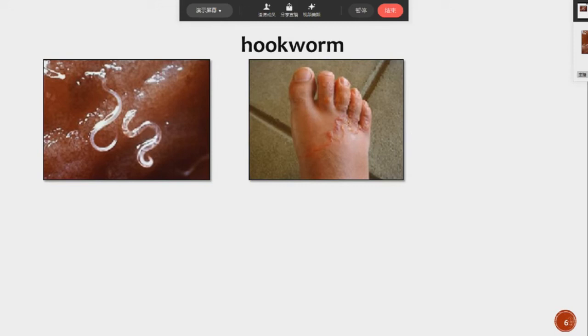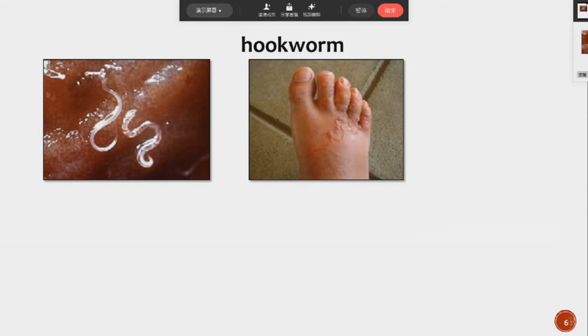Now, the adult is living in our small intestine, but the infection starts from our skin. Then how do they arrive in our small intestine? From the skin, how do they arrive? Yes, they migrate. How do they migrate? They go into our blood circulation, through the lung, and we swallow the larvae. At last, they arrive in our small intestine.